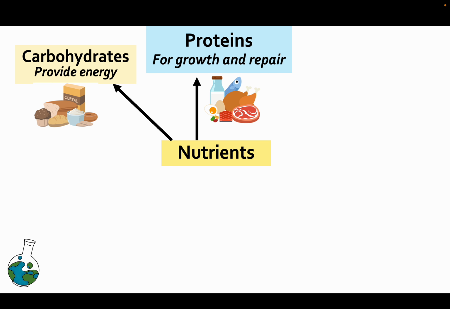The second one is proteins. Proteins are needed for growth and repair of cells and tissues. Good sources of protein include meat, fish, eggs, beans, and nuts.